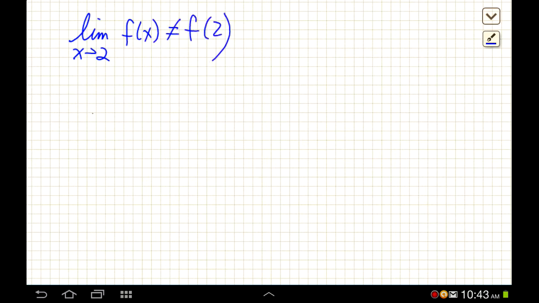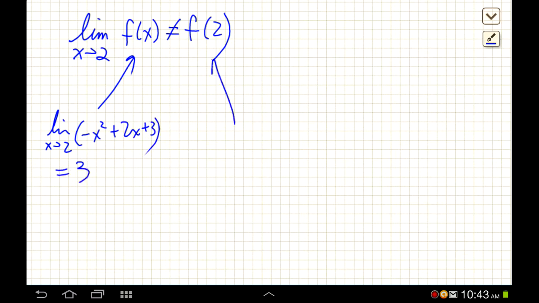So putting this together, the limit of f as x approaches 2 for our parabola is not equal to f at 2. So this came from the limit as x approaches 2 of x squared plus 2x plus 3 equals 3. Whereas f of 2 is just 1 based on the definition.